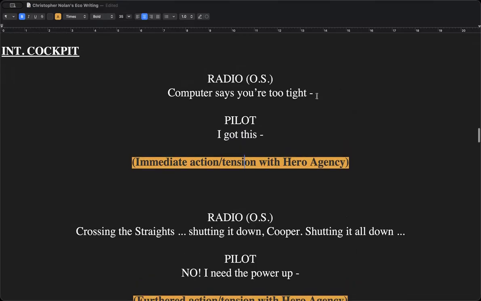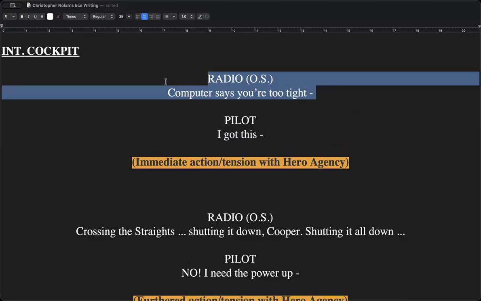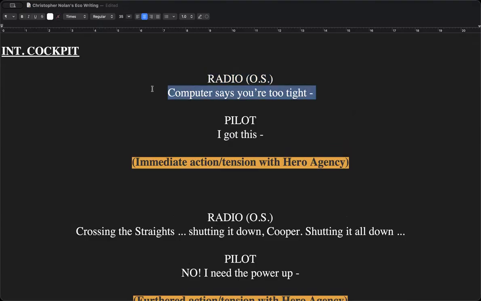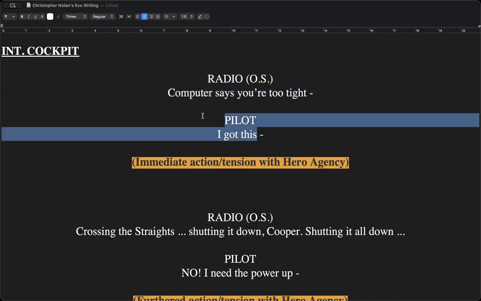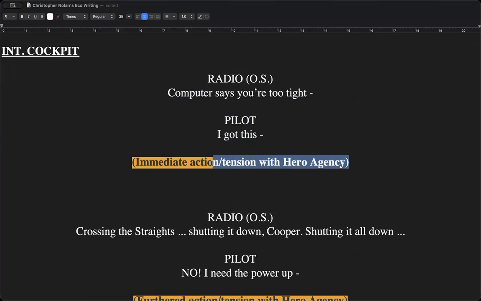So what I'm talking about here, this is the action tension in a line. Someone over the radio is saying, computer says you're too tight. The radio person isn't saying, oh my God, you're such a great pilot, right? That's not action tension. The radio is saying something tense, and it's talking about action. You're too tight. There's something going wrong here. Computer says you're going in too tight, and don't do that. Pilot's saying he's refuting. I got this. That's the tension with the hero agency.